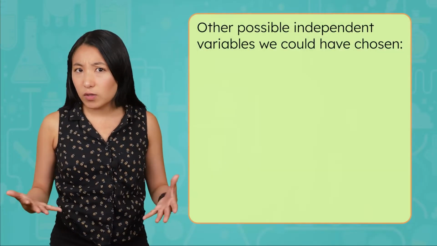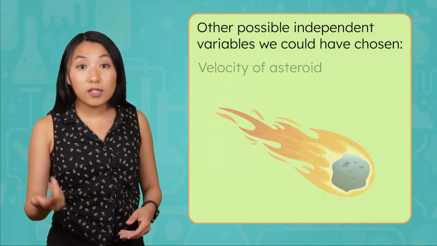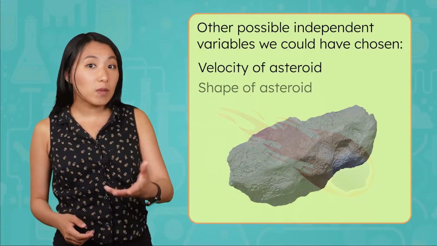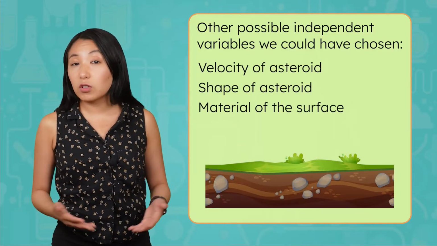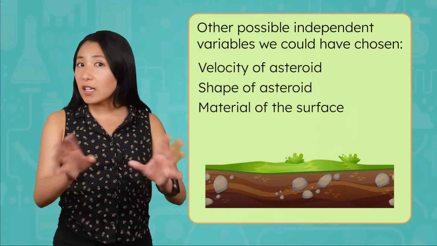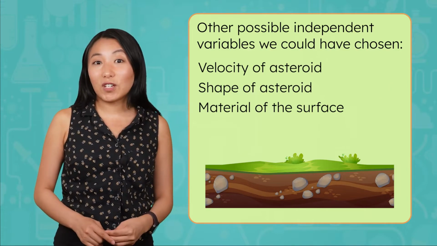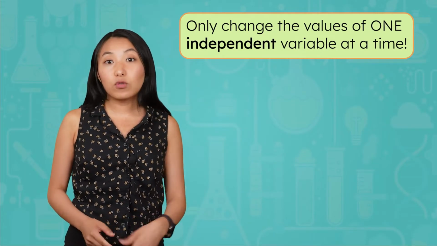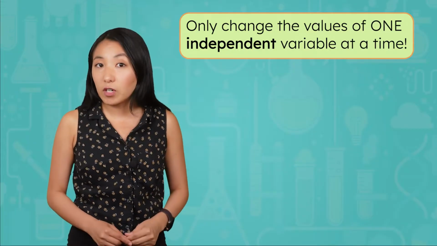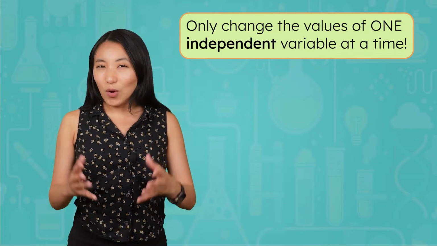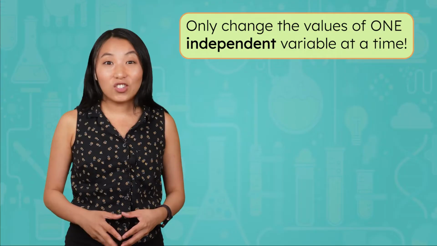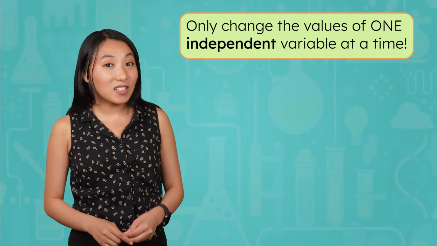Of course, we could have chosen to test something different, like the velocity of the asteroid at impact, or the shape of the asteroid, or the material of the surface it impacts. Any of those would have made a good independent variable. But here's where I went wrong with my experiment before. Unlike the dependent variable, we can only change or test the values of one independent variable at a time. What independent variables did I change in my first attempt at this experiment?